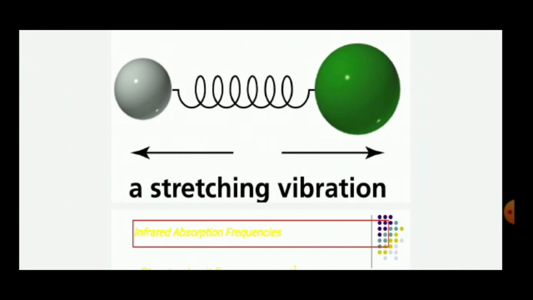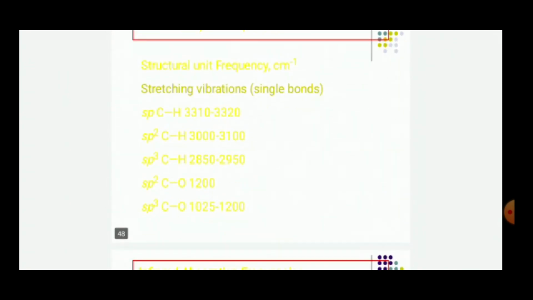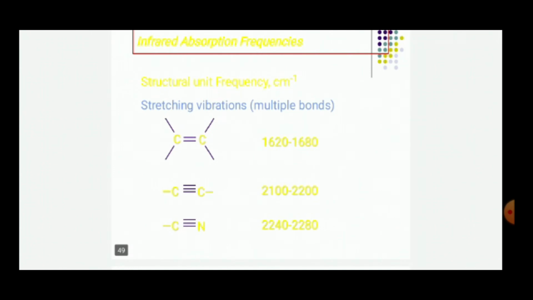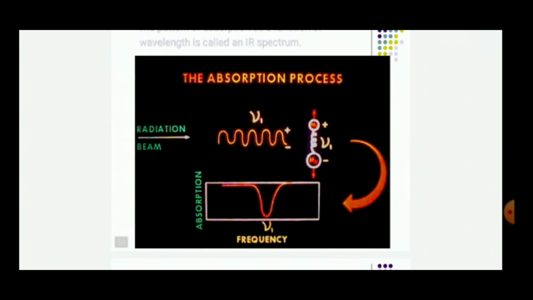This is stretching vibrations. These are a few examples of stretching vibrations, like the CH bond of single hybridization. If your compound has a CH bond, it will absorb IR light between 3310 to 3320 wave numbers. This is how IR is used. Then you have different types of stretching vibrations also. This is how you get a spectrum, depending on the vibration inside a compound and which light it absorbs on the basis of that vibration.